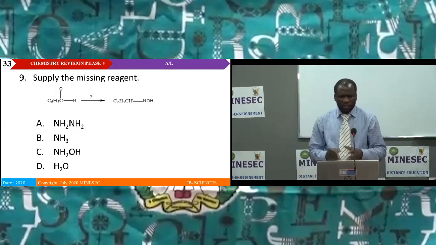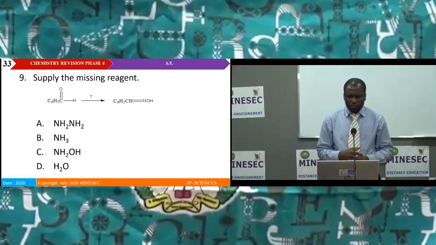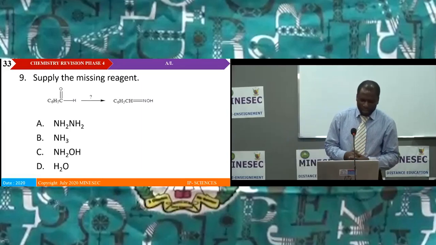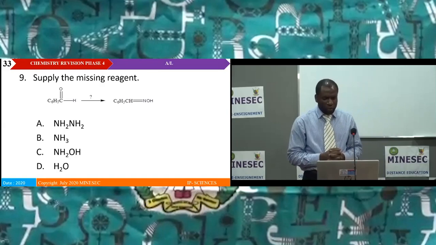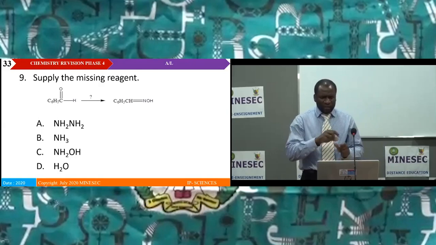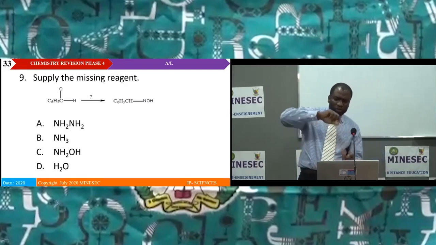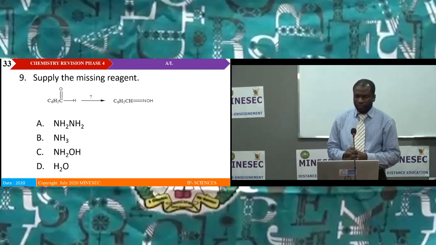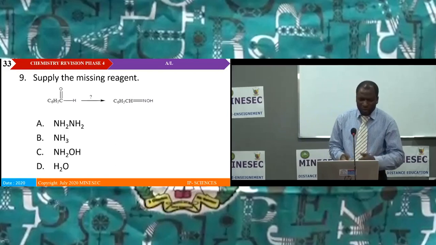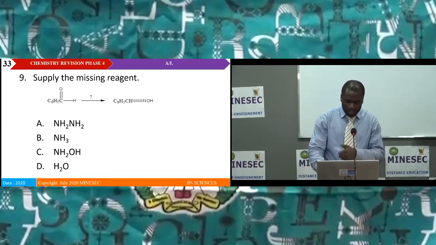9, supply the missing reagent for the synthetic route. So we have A, NH2NH2. B, NH3. C, NH2OH, and D, water. You realize that the product, the carbon-oxygen double bond, has been replaced with a carbon-nitrogen double bond with an OH. So the only possible reagent that can give us that product is reagent C, NH2OH, option C.